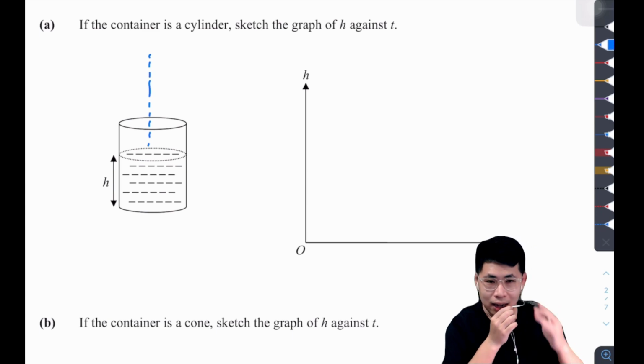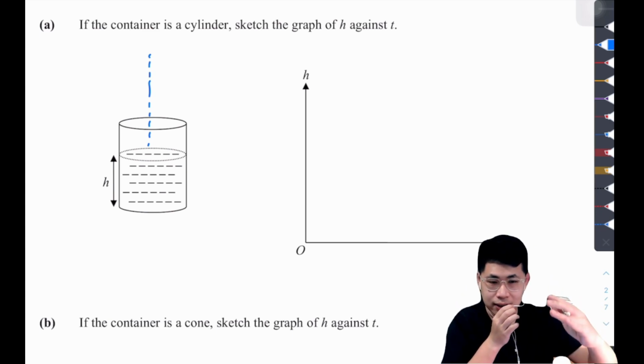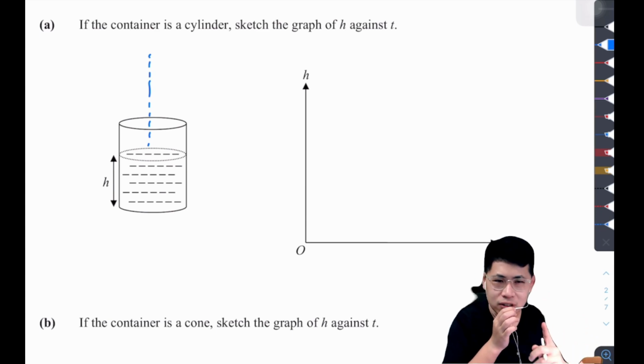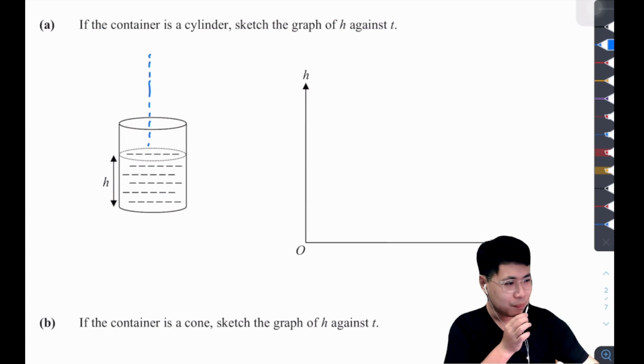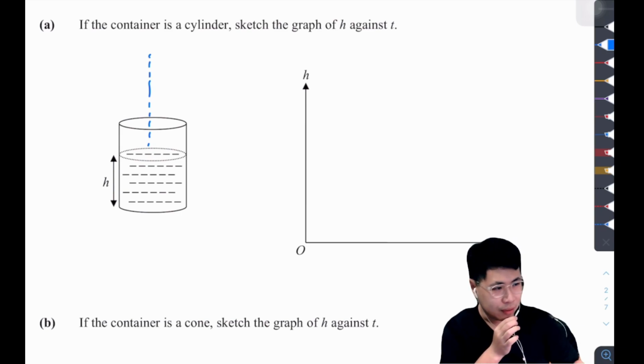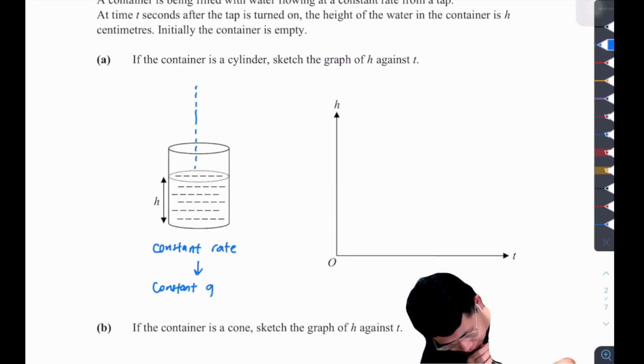Okay, the water is going to fill in constantly, the height is going to fill up constantly. So we're going to get a constant gradient graph because of the constant rate. Okay, so let's take a look over here. Because of the constant rate, the graph that we're looking at is a graph with a constant gradient.